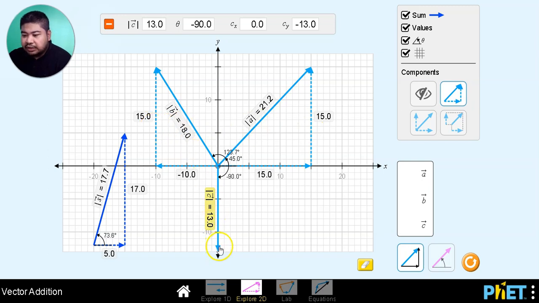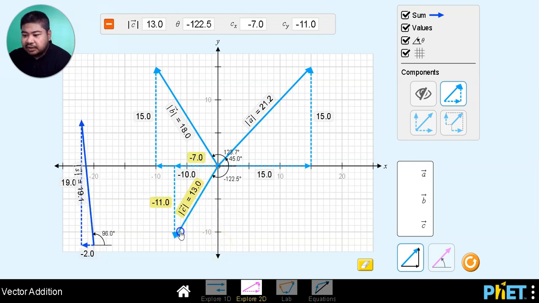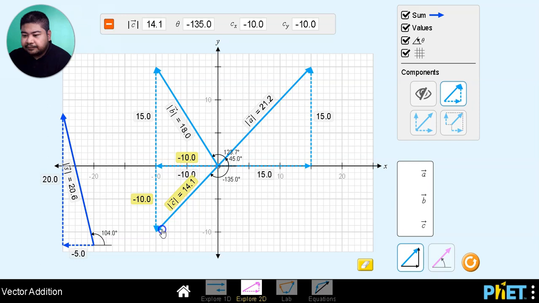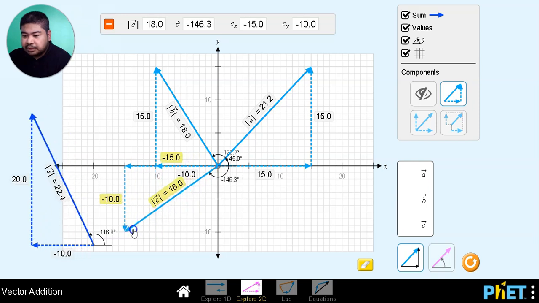Alright, because now we have 30, 15 plus 15 minus 13. So if vector C is also two-dimensional, let's say it's pointing that way. Alright, let me make it bigger. Okay, so now if you look at our resultant, both the horizontal and vertical components have changed.